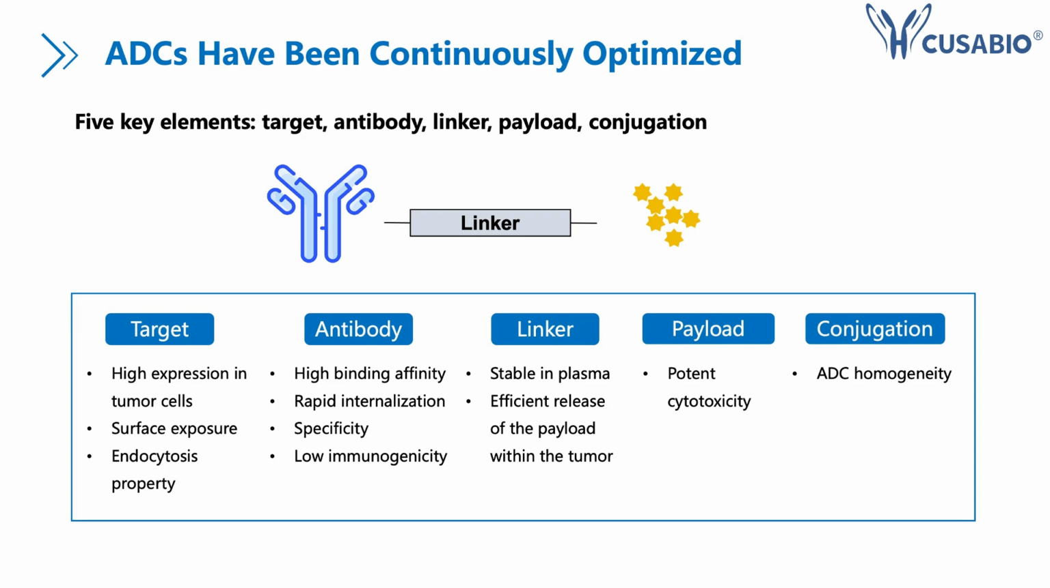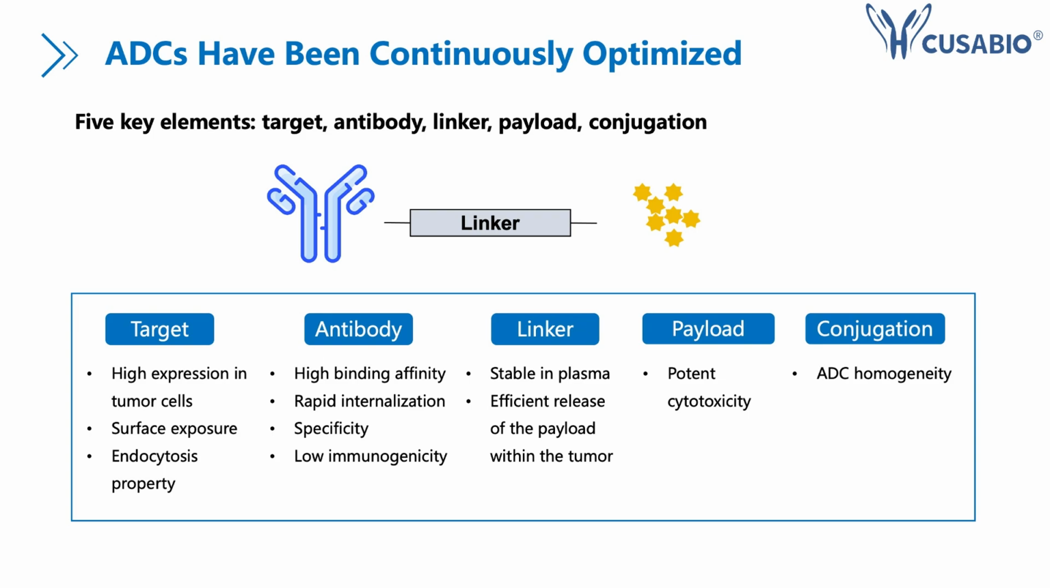for the ADC design. For example, for the target, usually we want the target antigen to be highly expressed in the tumor cells, and we want the antigens to be exposed on the cancer cells. For the antibody, usually the specificity and the affinity are pretty important, and we also want the antibody to have very rapid and efficient internalization.